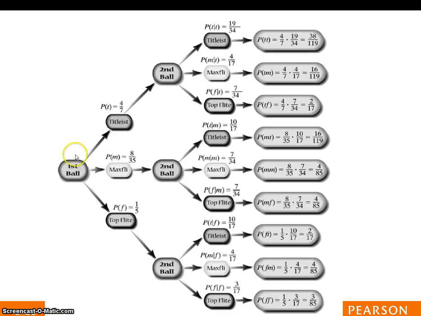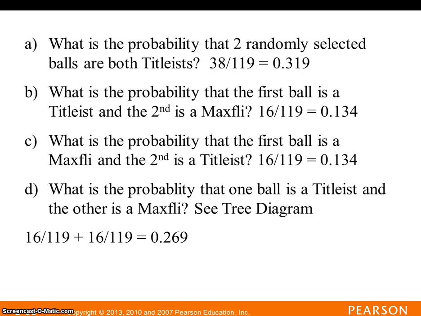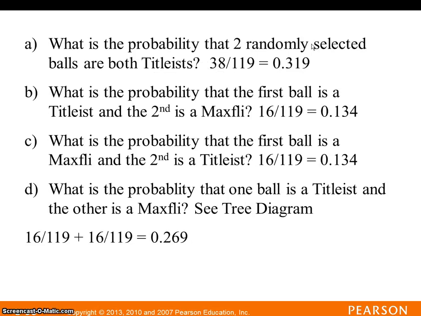So here we have the various things that can happen. Either the first ball is one of the 3, and then the second ball is one of the 3, and the question is, can we answer the questions here? So in this case, what is the probability that 2 randomly selected balls are Titleists? Well, we have all these possible outcomes. And so if you get 2 Titleists in a row, that would give you 38 divided by 119, or 0.13%. What is the probability that the first ball is a Titleist and the second is a Max Fly?